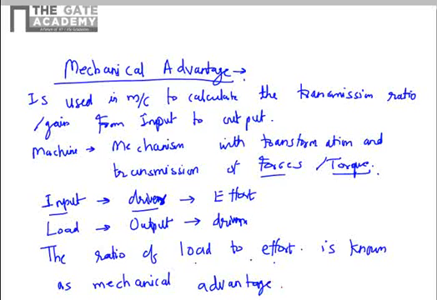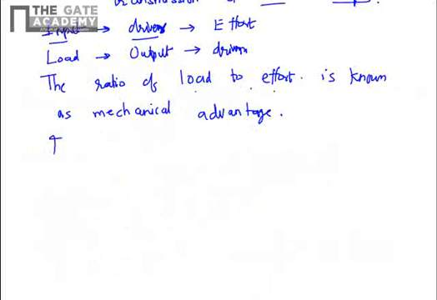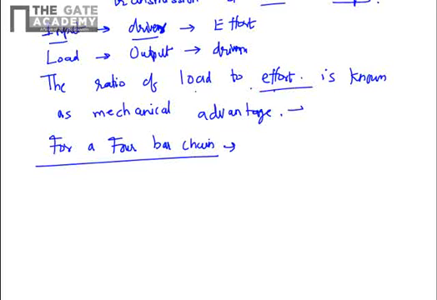This is an important topic because at least one or two questions you will find in GATE from this topic, where a mechanism will be given and you have to calculate the mechanical advantage. We will consider the mechanical advantage for a 4-bar chain here. The ratio of load to effort. The important thing to remember here is that load is in numerator and effort is in denominator.